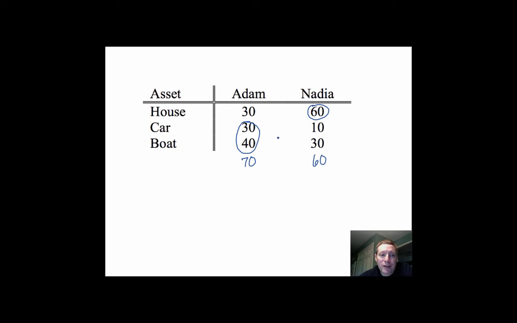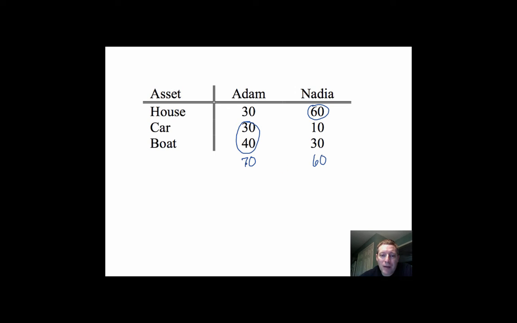So if we figured out, for instance, that Adam needs to give a fourth of the boat back to Nadia, well, they could just do that by time. They could divide the time up, and maybe Adam gets the boat 9 months out of the year, and Nadia gets the boat 3 months out of the year. That way she gets a fourth of the usage of the boat by time. So there are ways to divide up cars and boats in fractions. We don't have to worry about that. We're just doing the math part.